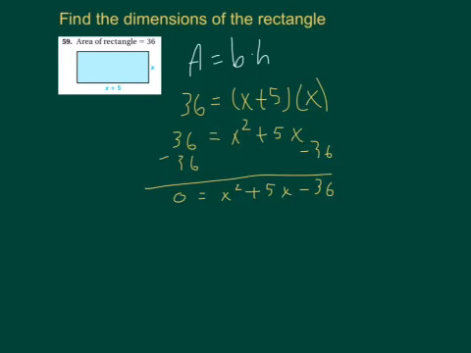And this is what I get. I get 0 equals x squared plus 5x minus 36. And it doesn't matter what side you put the 0 on. Now I'm going to go ahead and factor this out. So setting up my binomials here, leaving my 0 out on the left side.